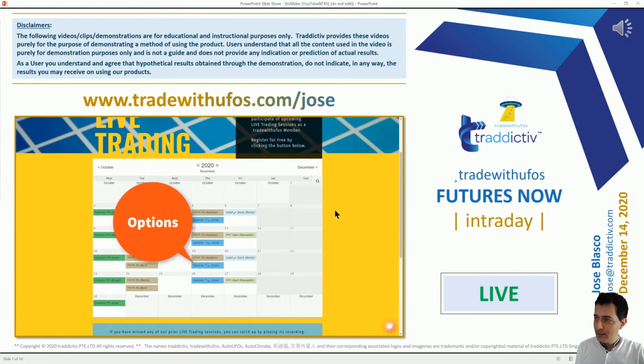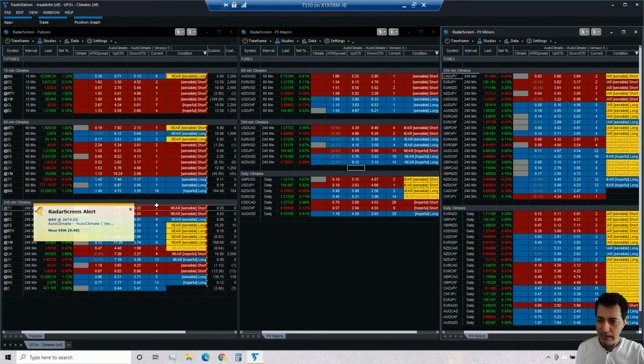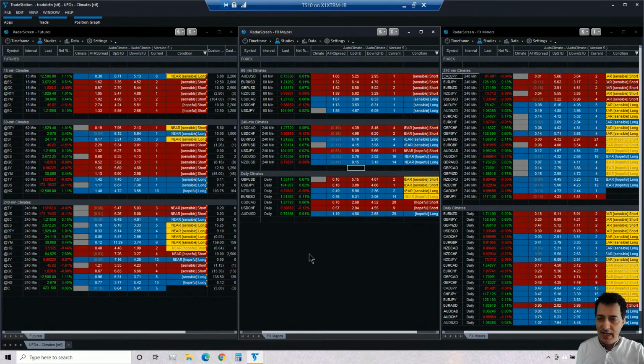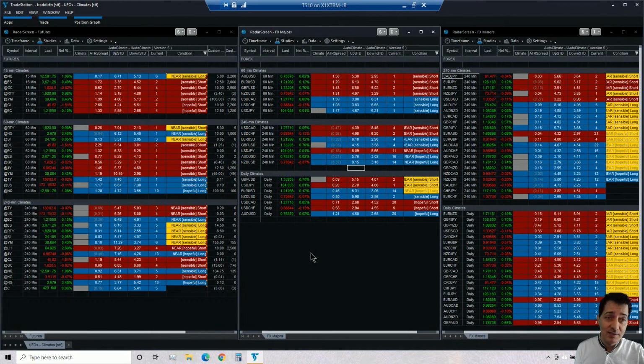Very good, everybody. So time to get started. Very nice to see all of you connected. I'm now closing the introduction slide and jumping into TradeStation. And as always, in order to save time, instead of going one chart at a time manually, what I'm going to do is use RadarScreen in TradeStation, which is like having multiple charts open at the same time, but instead of charts, what you see is rows.